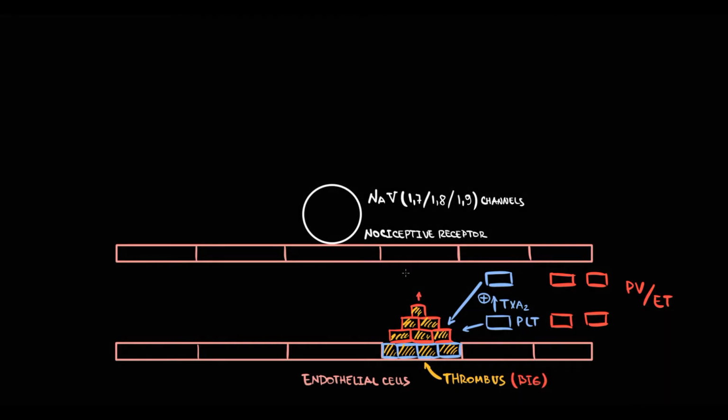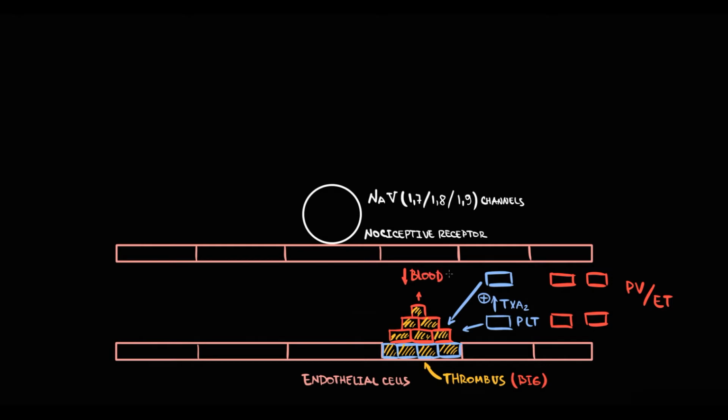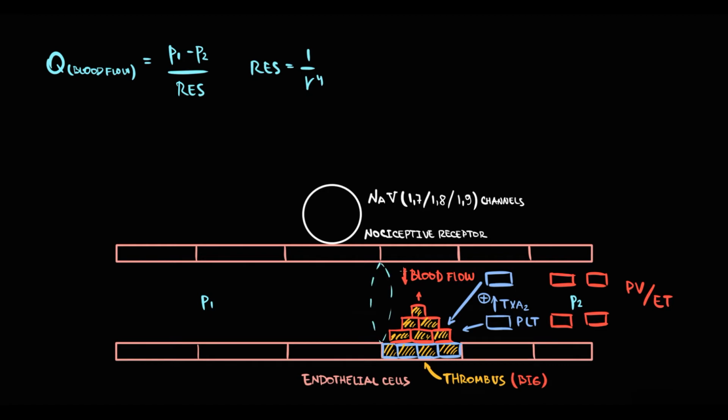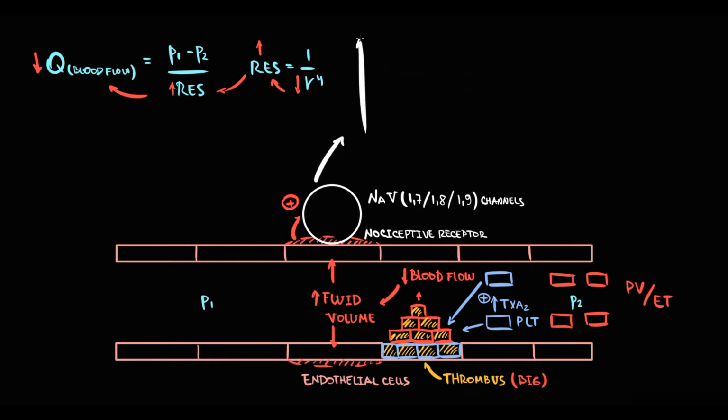The major problem is that a bigger thrombus will cause obstruction of the blood vessel, and obstruction will cause decrease in blood flow through this region. Because recall that with decrease in radius, resistance increase, and with increase in resistance, blood flow decrease. As a result, fluid begin to accumulate proximal to the obstruction. Increase in fluid volume will cause over-distension of the vessel wall, and the distension of the vessel wall stimulate nociceptive receptors.